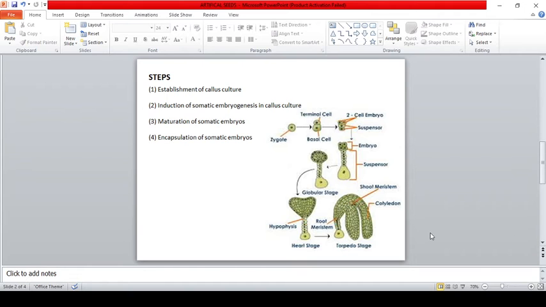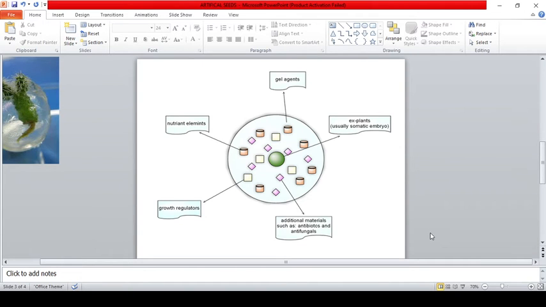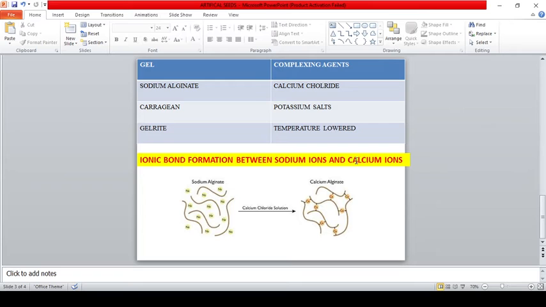Okay, the next thing is that we are going to see the types of gelling agent used and the complexing agent used. So this is a very important slide, guys. First thing is the gelling agent and another thing is the complexing agent. This gel and complexing agent should be mixed together. The bond formed between the gel and the complexing agent is an ionic bond. Make sure it is an ionic bond.